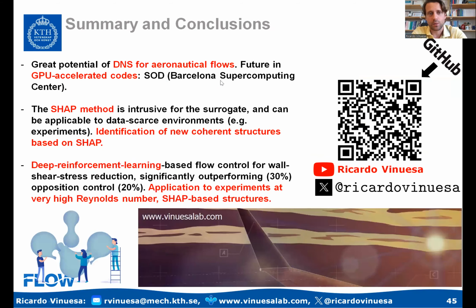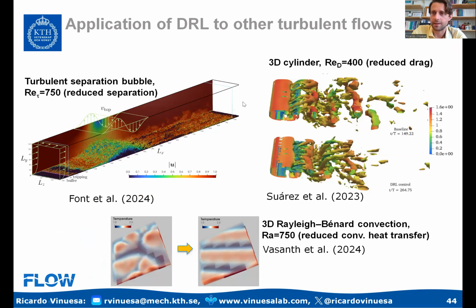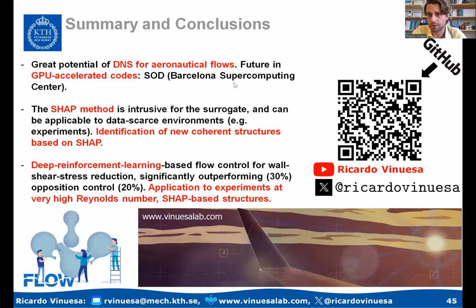Three take-home messages. We are able to perform DNS for quite complex aeronautical flows now. Our main code is called SOD2D, and that's developed together with the Barcelona Supercomputing Center. That's Oriol Lehmkuhl's group. So many of these reinforcement learning applications that you can see here are with this very nice spectral element code, which runs on GPUs very efficiently.